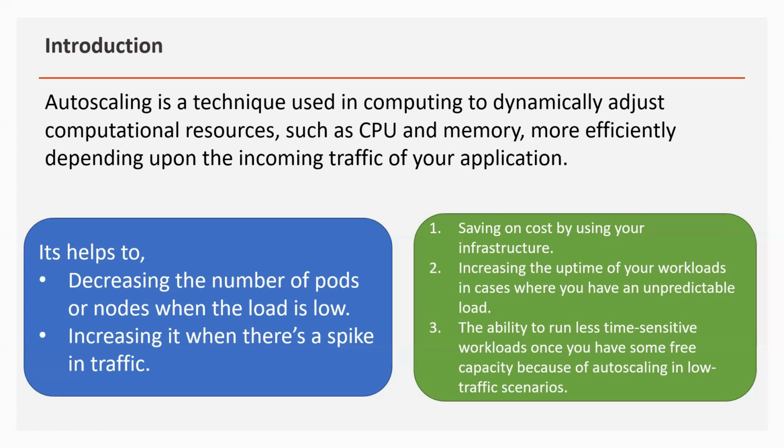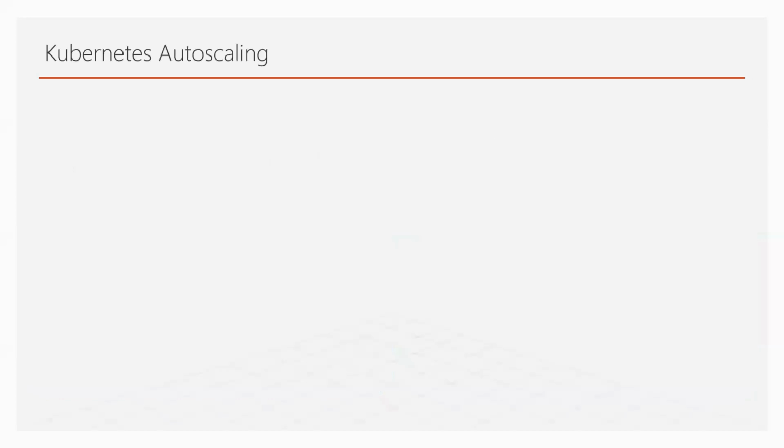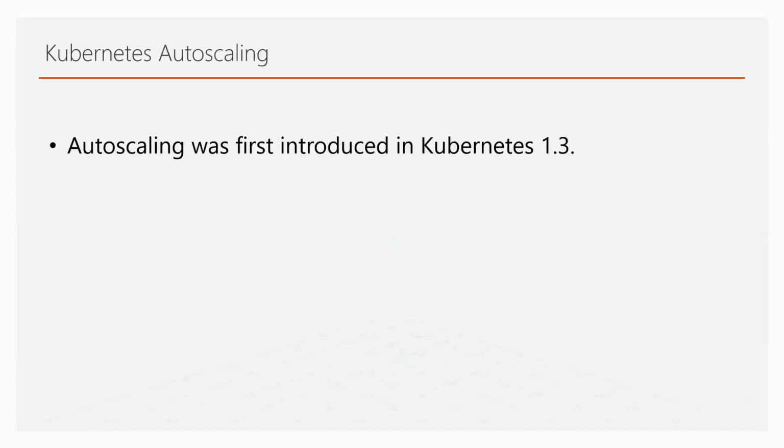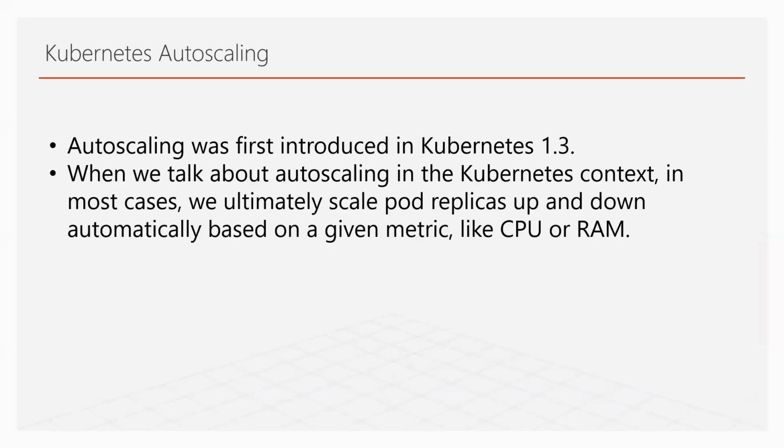So let's see what Kubernetes autoscaling is and what methods it provides. Kubernetes autoscaling started from version 1.3, so it's been available for a while. When we talk about autoscaling in Kubernetes, we are not speaking about the number of nodes or any other deployments or stateful sets. At last, everything is a pod, and here everything is about the number of replicas of pods, how many you are increasing and how many you are decreasing. So that is mostly it.